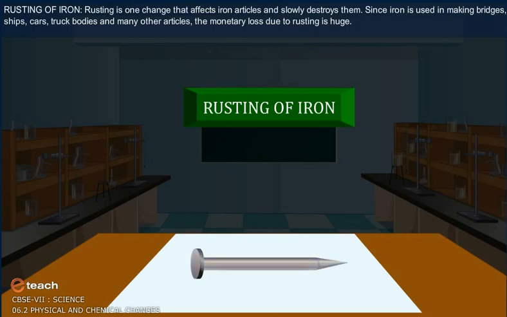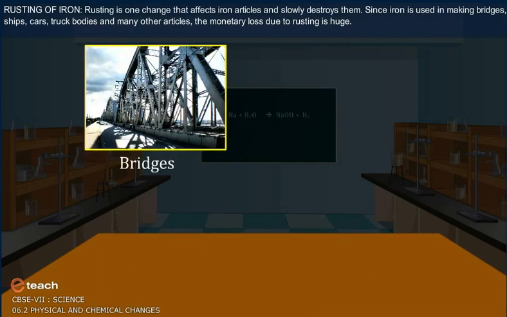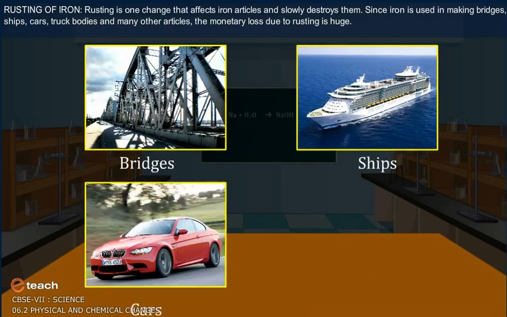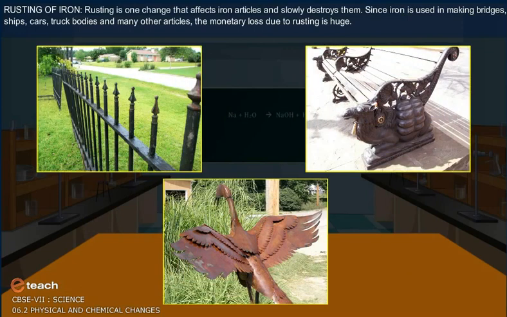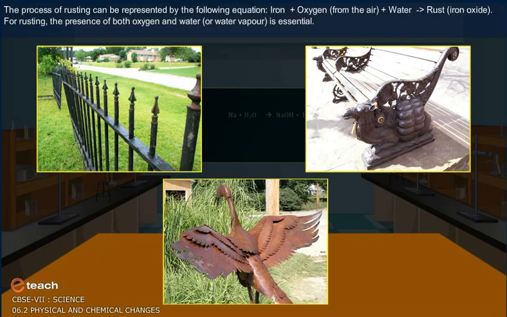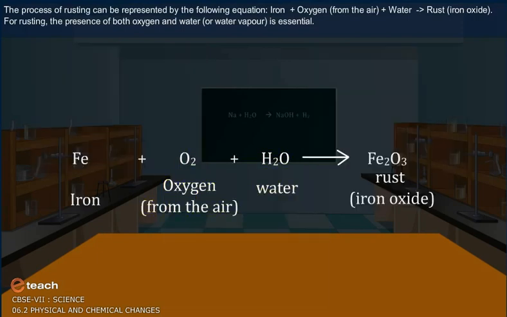Rusting of iron. Rusting is one change that affects iron articles and slowly destroys them. Since iron is used in making bridges, ships, cars, truck bodies, and many other articles, the monetary loss due to rusting is huge. The process of rusting can be represented by the following equation.